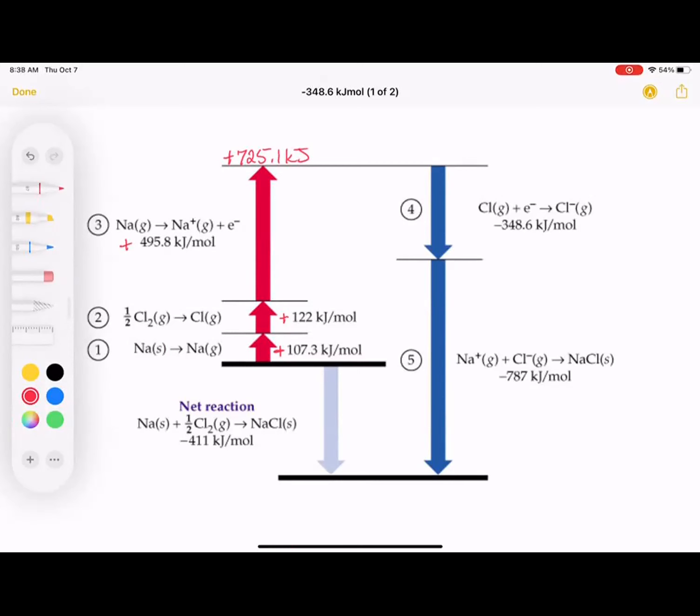Now, for the chlorine, and again, this is the ionization energy, whereas this is going to be the electron affinity. You will notice that it is a negative value. Now, if I were to stop there, I would have an energy of a positive 376.5 kilojoules. If I were to stop there.